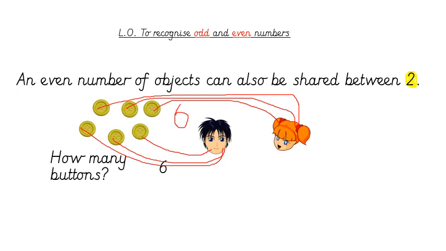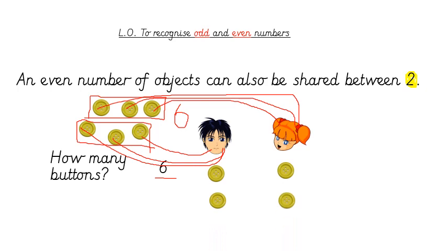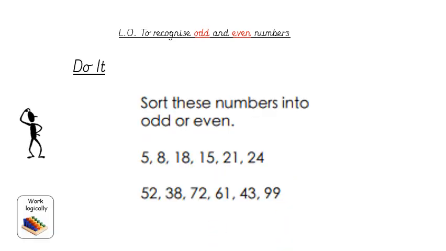Can we share them? Is it equal? Let's have a look. So here's 3 and here's 3. So 3 each, so it is equal. So 6 is an even number. Let's check we're right. 1, 2, 3, 4, 5, 6. So there are 3 each.